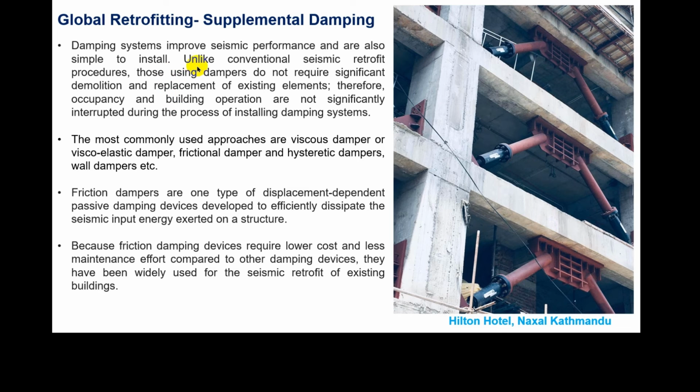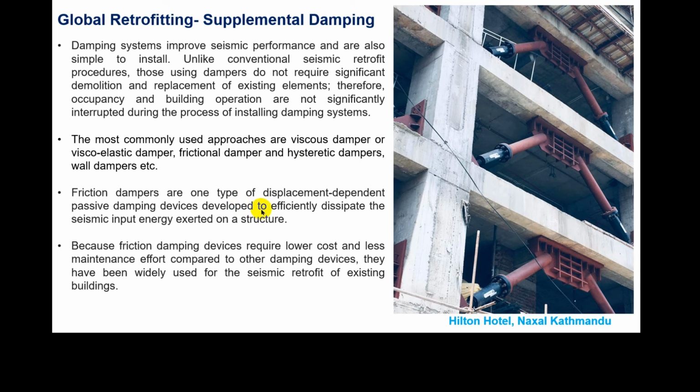So this damping system improves the seismic performance of the building, and they are very simple to install. Unlike the conventional seismic retrofitting procedure, using those dampers does not require any significant demolition and replacement of existing elements. Therefore, occupancy and building operation are not significantly interrupted during the entire process of installing these types of damping systems. The most commonly used approaches in these systems are viscous damper, viscoelastic damper, frictional damper, tuned mass damper, hysteretic dampers, and wall damper, etc.